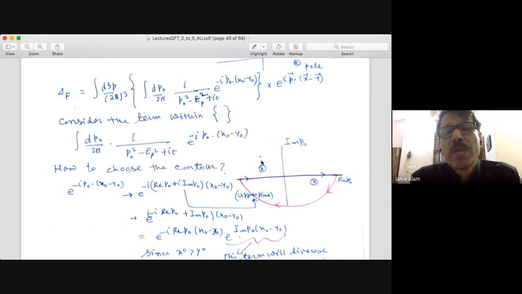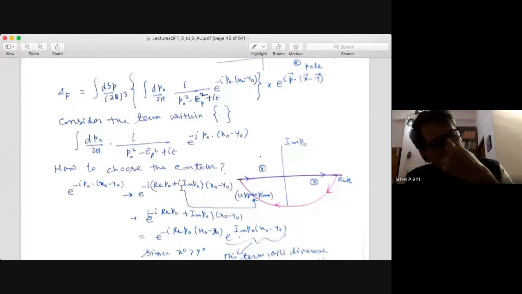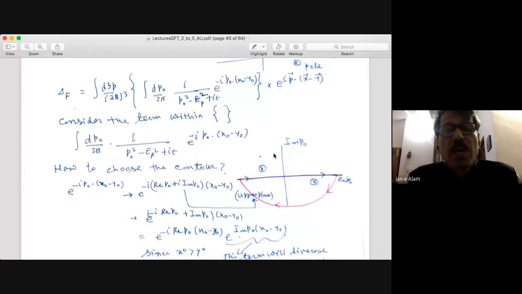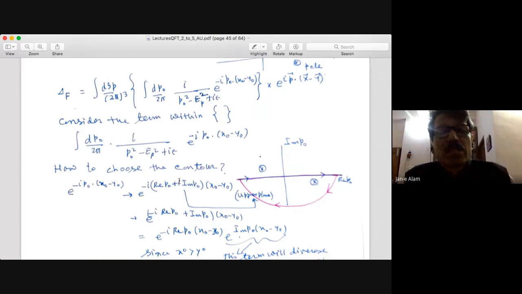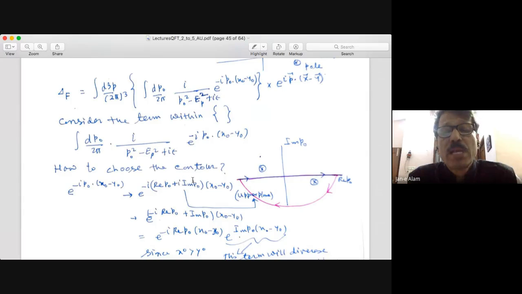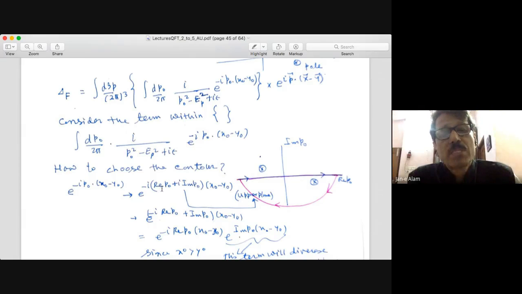In the upper half plane, I can write the P0 as real P0 plus i imaginary P0. Like if you are associated with z equal to x plus iy, this is like x, the real part, plus i times the imaginary part. This plus comes because I am considering the quantity in the upper half z plane, times x naught minus y naught. So this P0 I have just replaced by it.